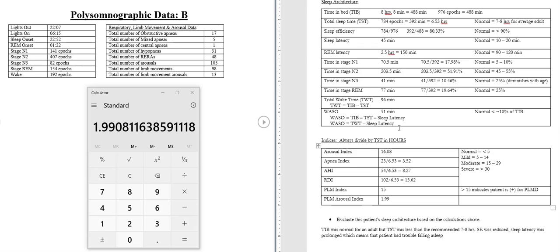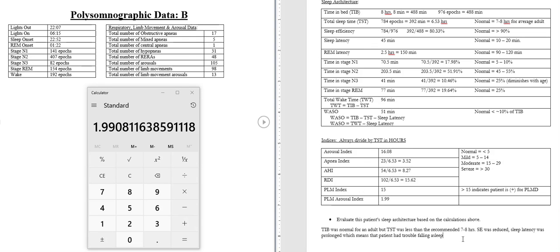They also, we can go down to our WASO. Let's look at how much our WASO was. WASO wasn't really too high compared to their time in bed. Remember, WASO is about 10% of your time in bed. So if 10% of 488, if we just move the decimals, like 49. So WASO wasn't bad.